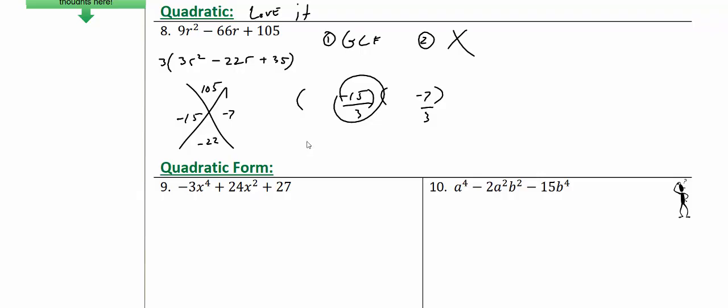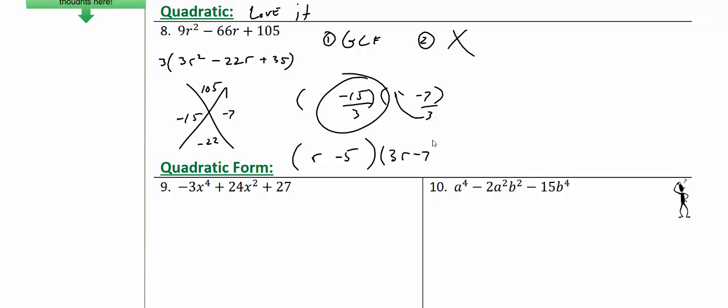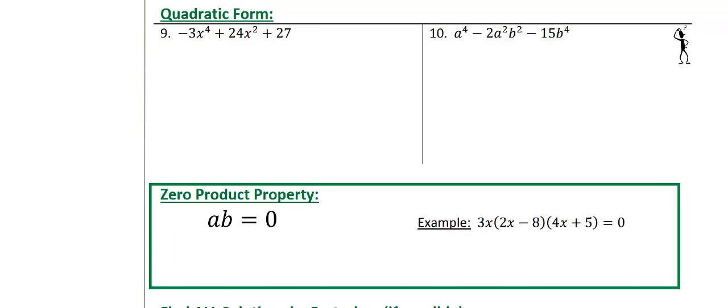This becomes a negative 5. So it's not x, it's r. Oops, I get divided by 3. I erased it. So this becomes your negative 5. It's r, so it's r minus 5. This cannot be reduced, so this 3 is going to go in front of the variable, so 3r minus 7. And remember, the 3 that I took out at the beginning has to go in the very front. Fantastic.